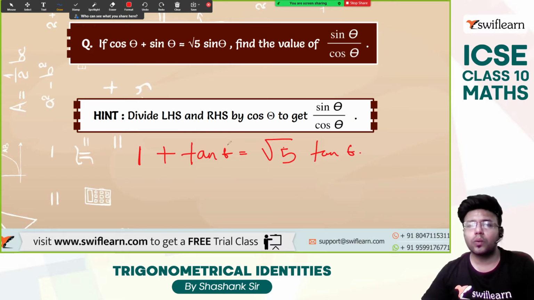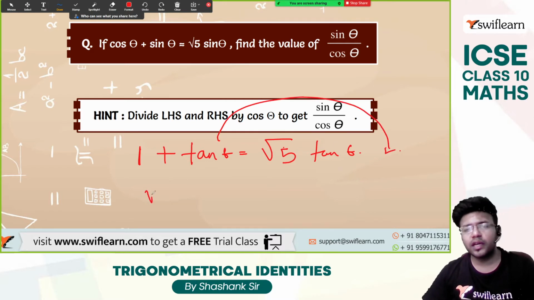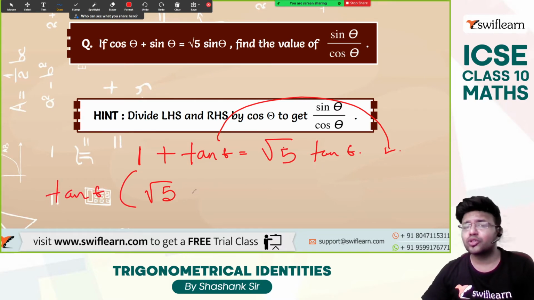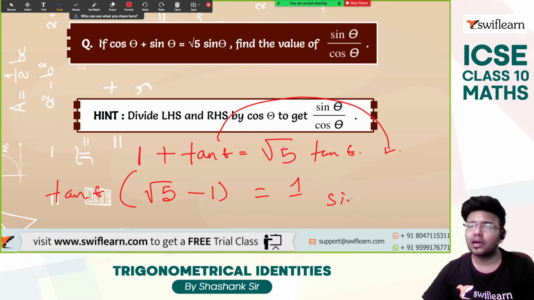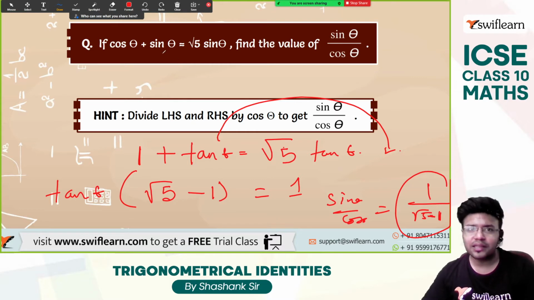Now take this side. We get square root 5 tan theta minus tan theta. I want to take tan theta common. So square root 5 minus 1 is equal to 1. So this tan theta, or sine by cos theta, is equal to 1 by square root 5 minus 1. Now you can rationalize this or you can leave it as it is.